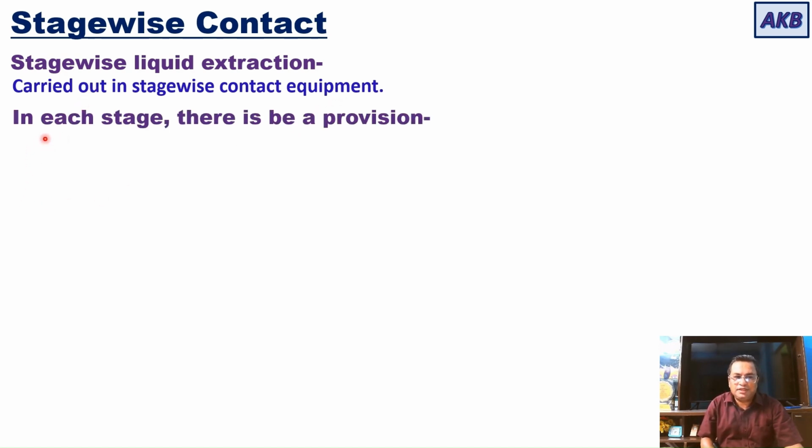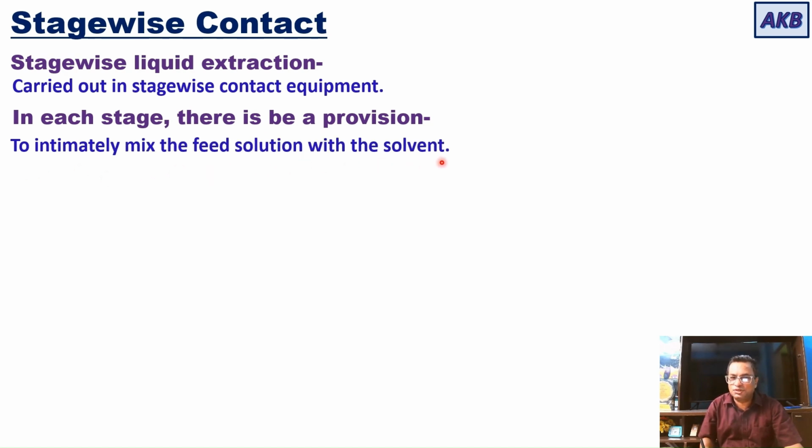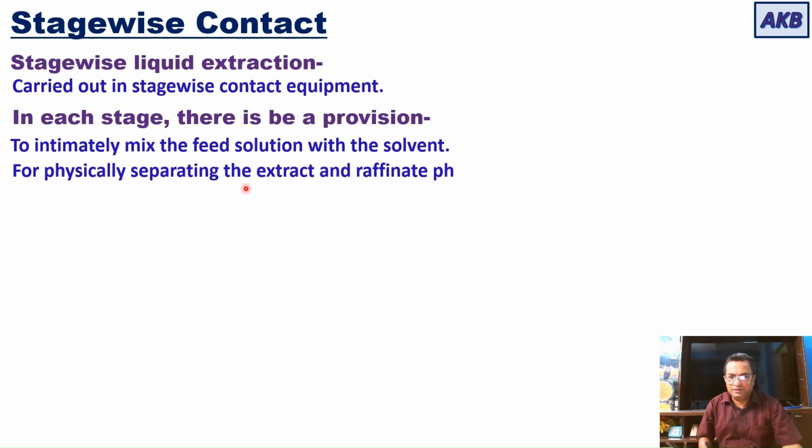In such equipment, in each stage, there should be a provision, first, to intimately mix the feed solution with the solvent, and after intimately mixing, the resulting mixture is allowed to settle into two phases, and we need to separate those two phases. So there should be a provision for physical separation of the two phases. Which two phases? Extract and raffinate phases.